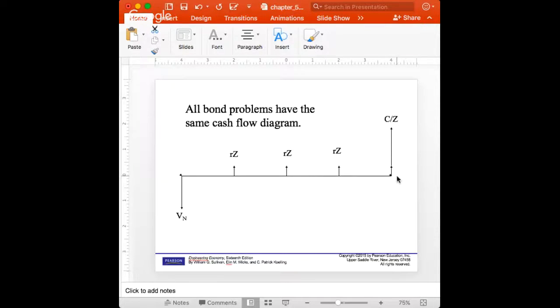And the C is a special case for what you would get if perhaps you sold the bond early. Then the C might be different than the Z, the face value of the bond. And again, we address that in a problem 2 videos from now.